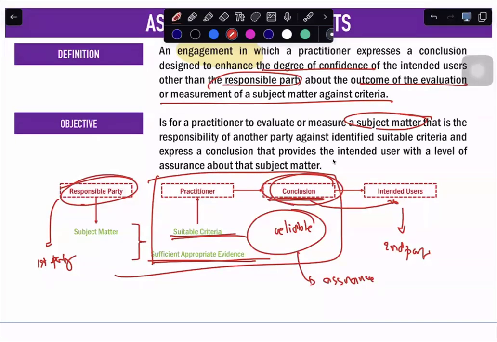Now, if you ask what is the use of the conclusion, it is to provide reliability or assurance over that subject matter, or in short, it provides a degree of confidence over the subject matter. So assurance, kasi nga, it provides reliability over that particular subject matter, or at the same time, it enhances the degree of confidence over that subject matter na possibly tama or correct kung ano man yung nandun sa subject matter. Kaya ang tinatawag natin doon ay assurance. It provides an assurance or reliability that that particular subject matter is within the suitable criteria.